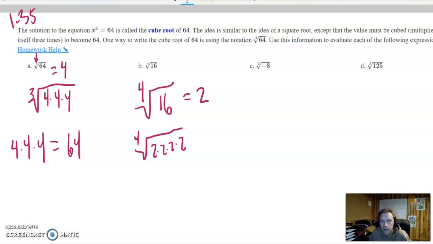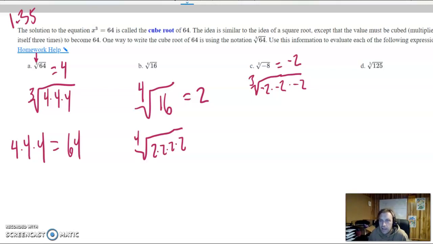Here, the cubed root of negative 8. Is there anything that gets us to negative 8 if we multiply it by itself 3 times? We'll try this out. Negative 2 times negative 2 is positive 4. But then if I multiply by another negative 2, I would get negative 8. So the cubed root of negative 8 is negative 2. Notice we can take a cubed root of a negative. We'll talk more about that later.